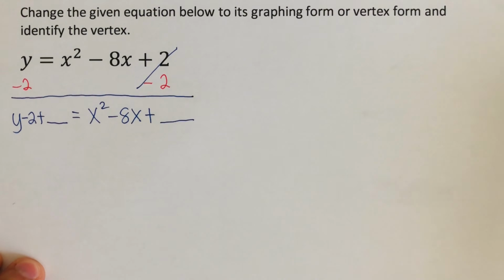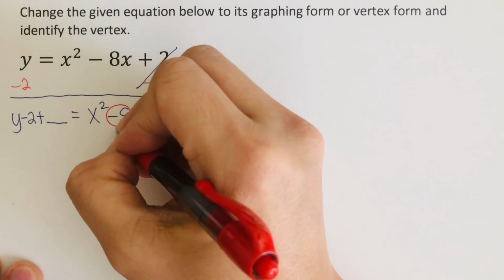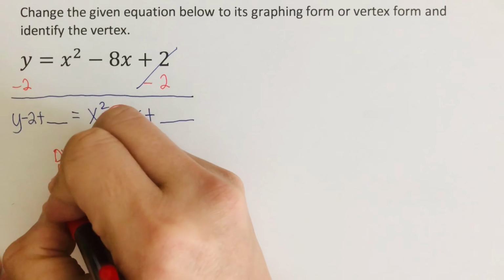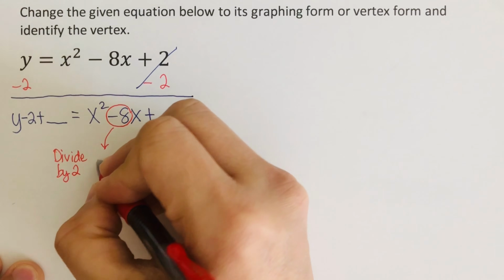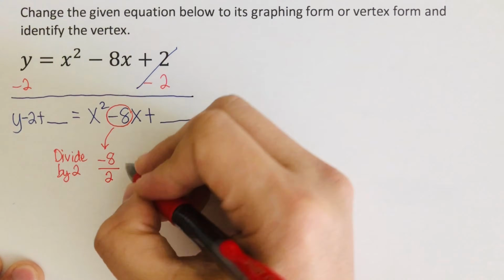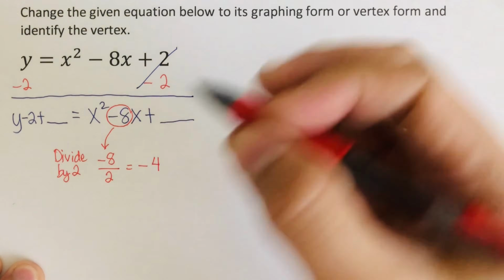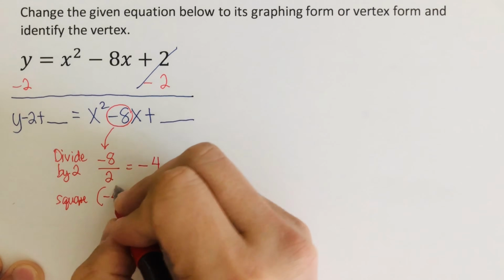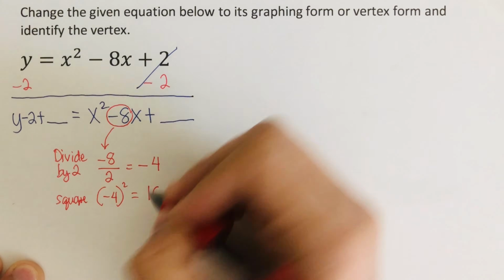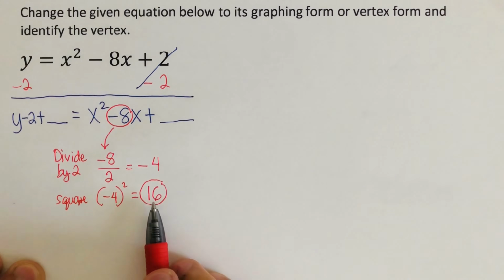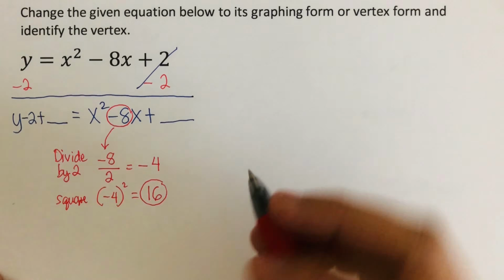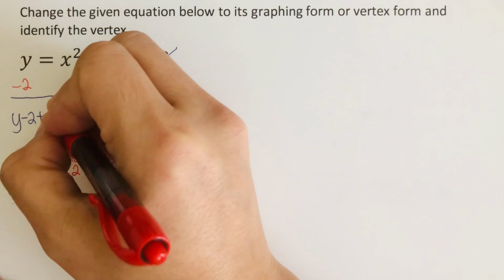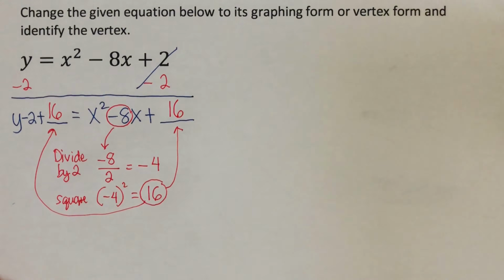Now, the number that we put into the blank, we determine it by doing this. First, we're going to divide this by 2, so divide by 2 every time. So -8 divided by 2 is a -4. And then after that, we are going to square it. So -4 squared is 16. And the reason why I got a positive is because a negative times a negative is a positive. That's the number that we put into the blank. So I'm going to put 16 here, and then this is 16. So then we can simplify this.